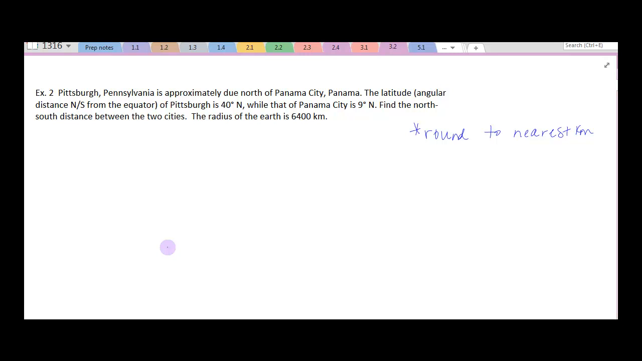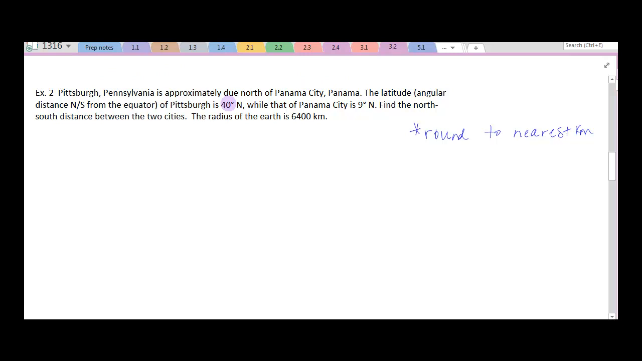So in this video, we're going to look at two examples of when we would actually use the idea of arc length. In this first example right here, we're given two cities. The first city is Pittsburgh, Pennsylvania. The second is Panama City.